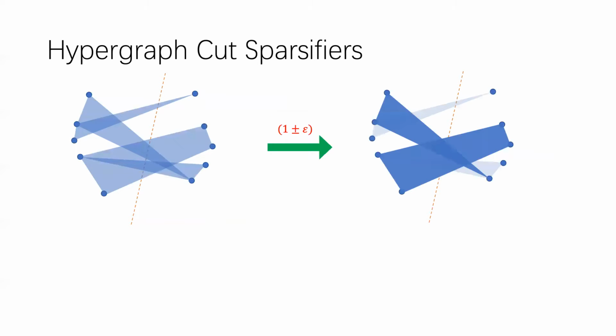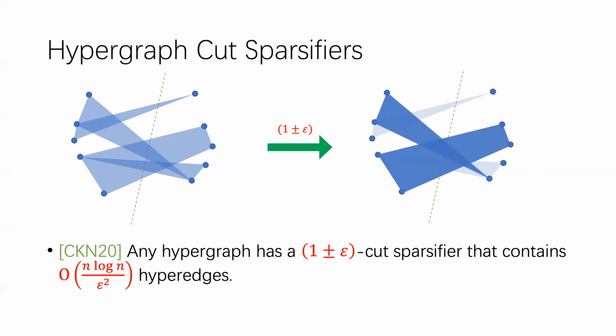For example, in this picture, in the original graph on the left, there are 4 hyperedges crossing the cut. And in the sparsifier on the right, there are only 2 hyperedges crossing the cut. But now each hyperedge has weight 2, and thus the sparsifier preserves the size of the cut. In our recent work, we show that any hypergraph has a 1 plus or minus epsilon cut sparsifier that contains about order n hyperedges.